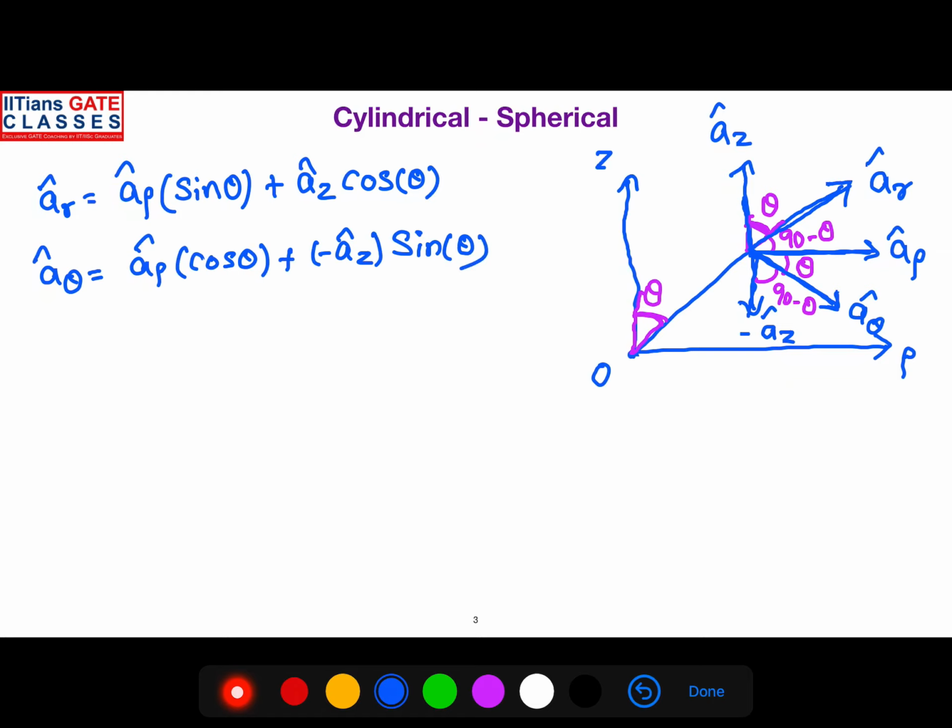So similarly, in both cylindrical and spherical, the value of phi remains same. So there is no change in the phi, right? So a phi remains same. So how to put it in a matrix form? This one. So AR, a theta and a phi, and you will get a rho, a phi and az.